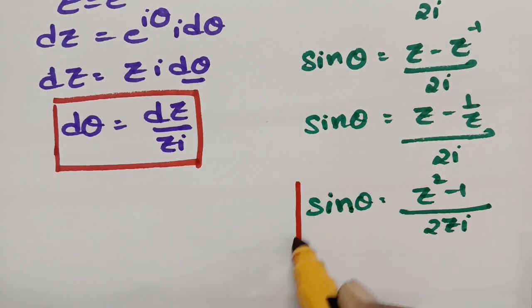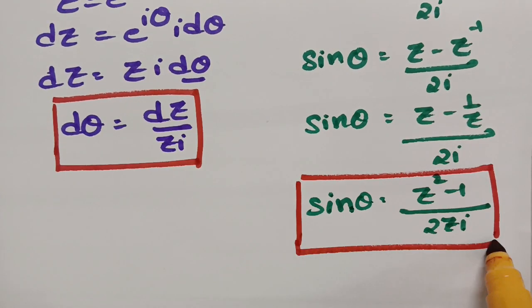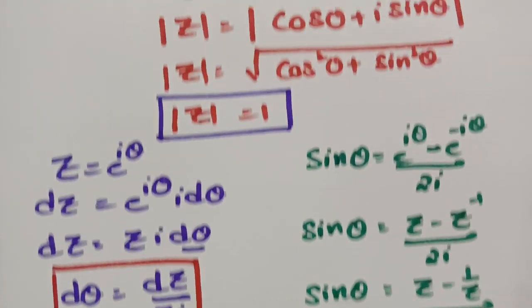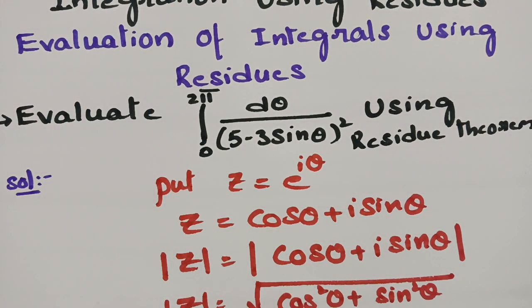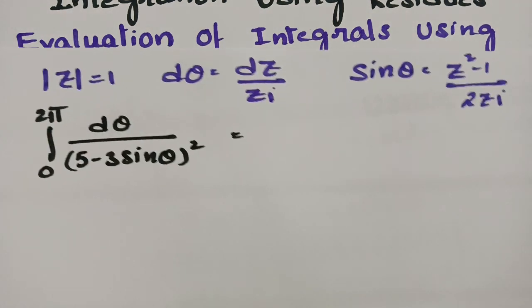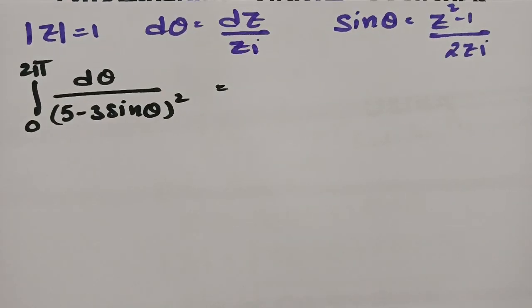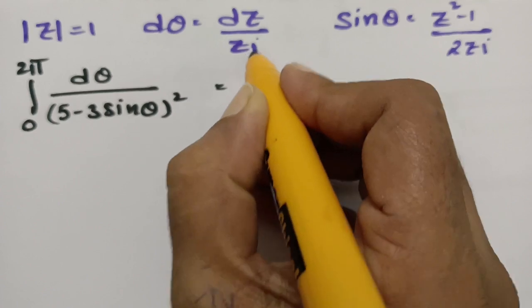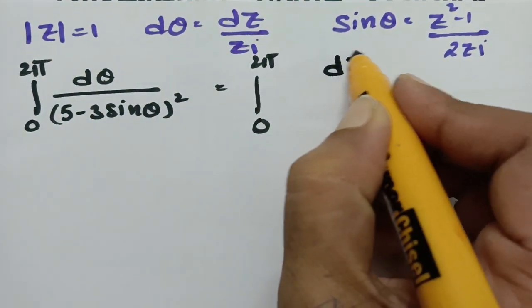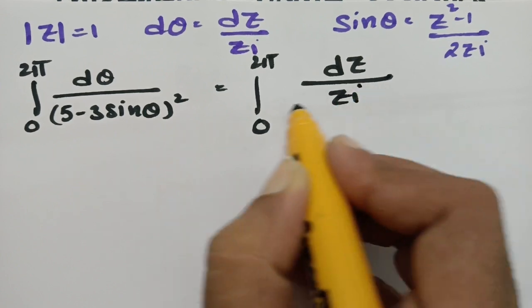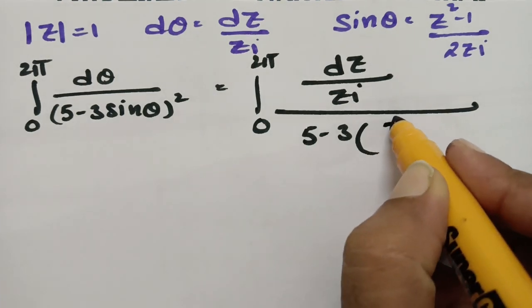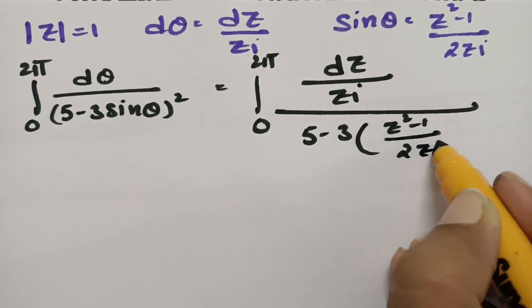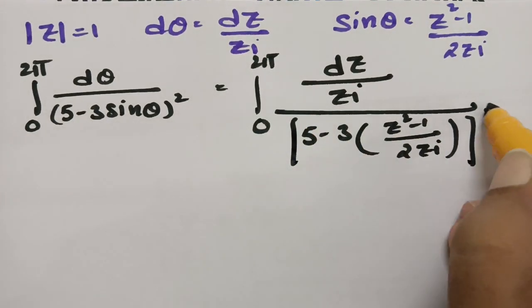So therefore if I substitute all these values of d theta and sin theta, and the region is also known, that is mod z is equal to 1, in this integral, that is the integral from 0 to 2 pi of d theta by (5 minus 3 sin theta) whole square, all these values if I substitute here, this will become the integral of dz by zi by (5 minus 3 times (z square minus 1) by 2zi) whole square.